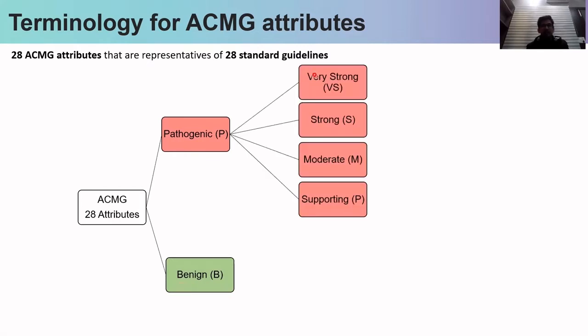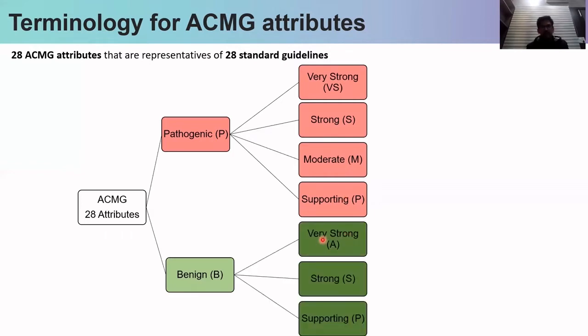These pathogenic variants are further divided into four categories based on the evidence that is satisfied. If the evidence for pathogenicity is very strong, it will be denoted with VS. If it is strong, S; moderate, M; supporting, SP. For the benign, for the very strong, it will be denoted by A, strong S, supporting SP.